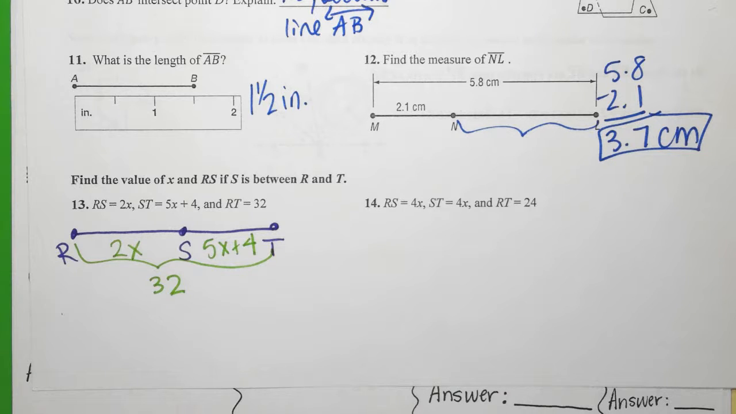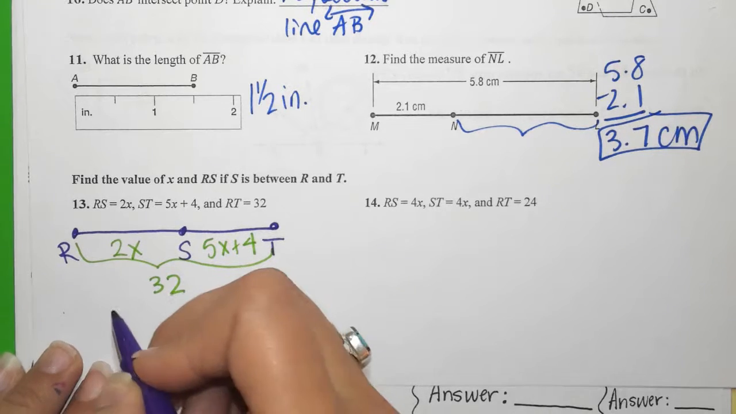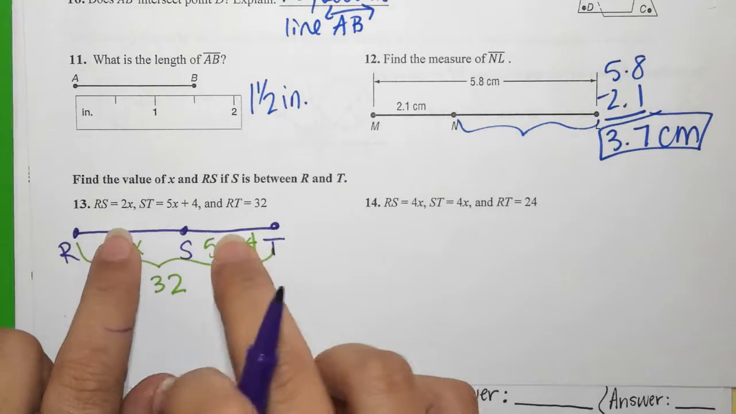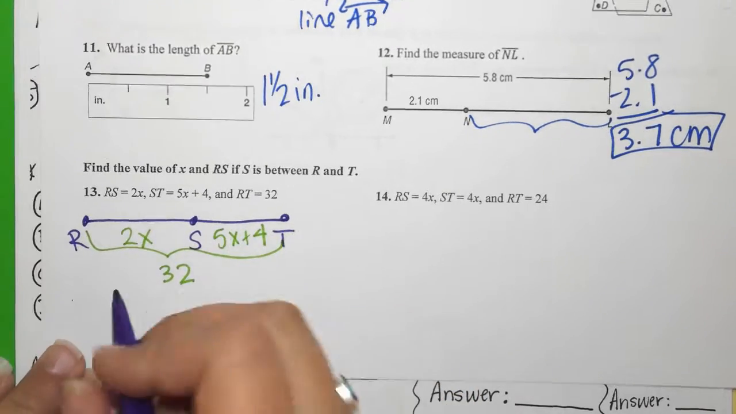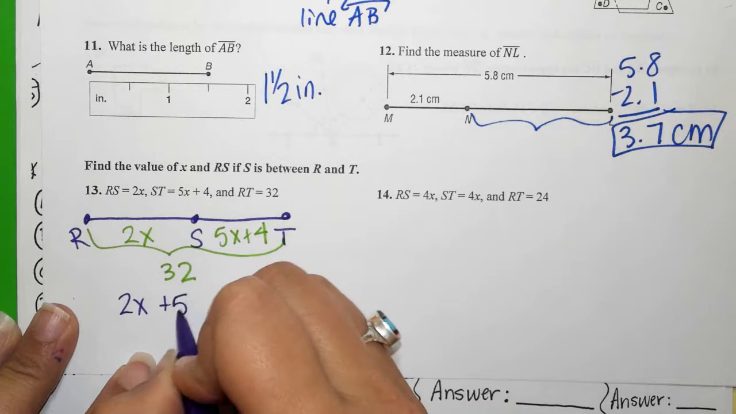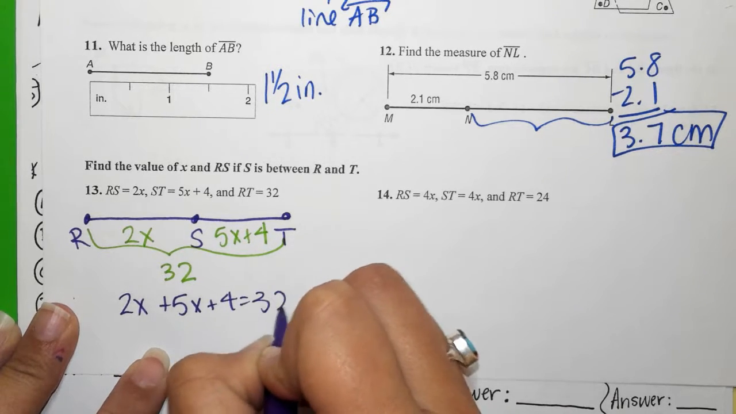Now, for 2 points, what is the name of the postulate? Segment addition postulate. Okay, so segment addition postulate means we do what? Add the segments. So what are we going to add together? 2x plus 5x plus 4 equals 32. So you add the parts together and set it equal to the whole.